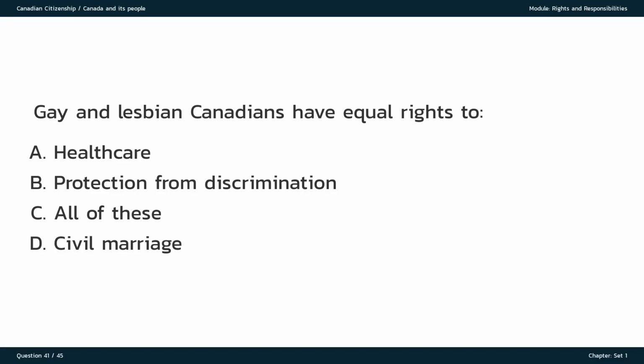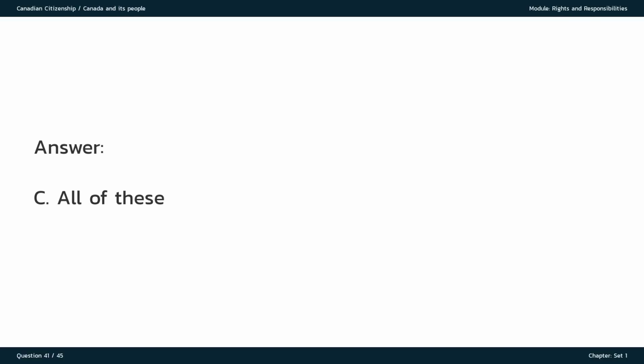Gay and lesbian Canadians have equal rights to A. Healthcare. B. Protection from discrimination. C. All of these. D. Civil marriage. The answer is C. All of these.